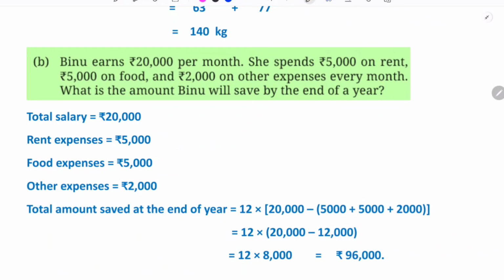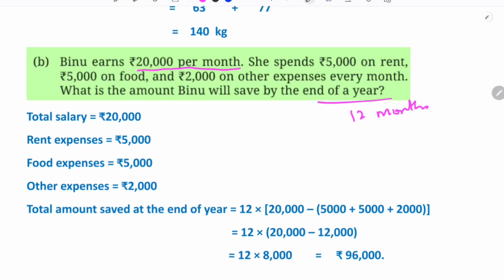Very easy question. Now second bit, Binu earns rupees 20,000 per month and spends rupees 5,000 on rent, 5,000 on food and 2,000 on other expenses every month. What is the amount Binu will save by the end of the year? So here the salary or income is per month, and we are calculating the amount saved in a year. So year means how many months? 12 months. Whenever we say year, we have to understand we are talking about 12 months. 20,000 per month is given.